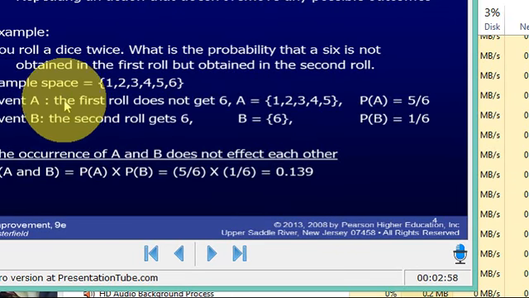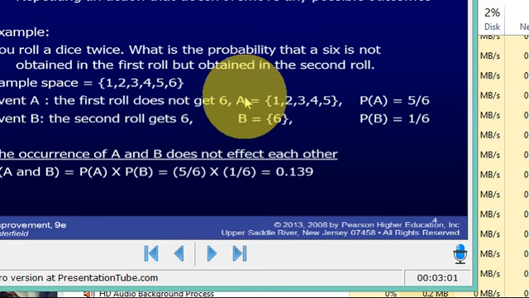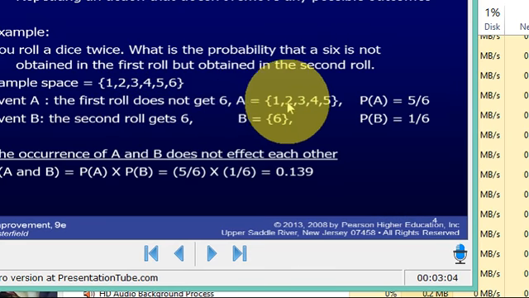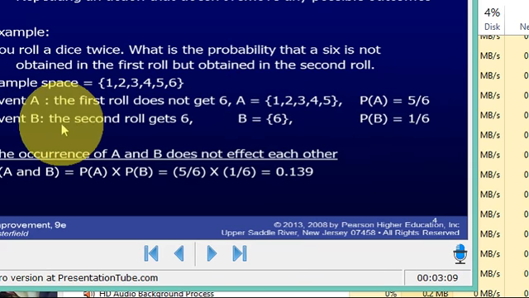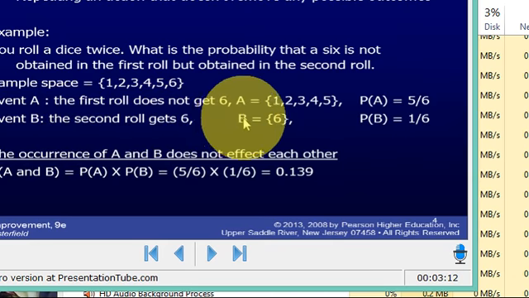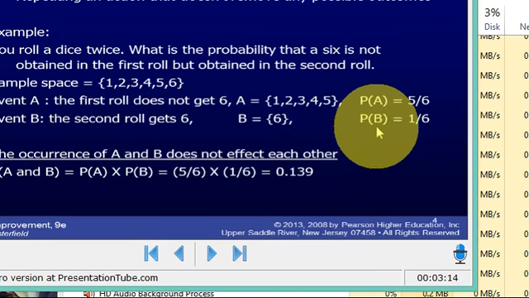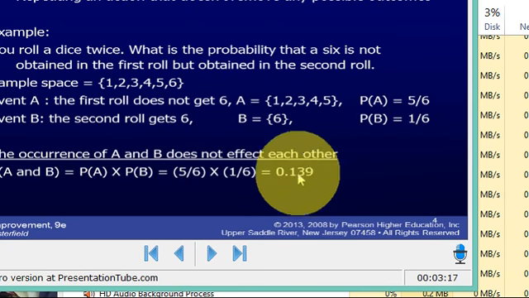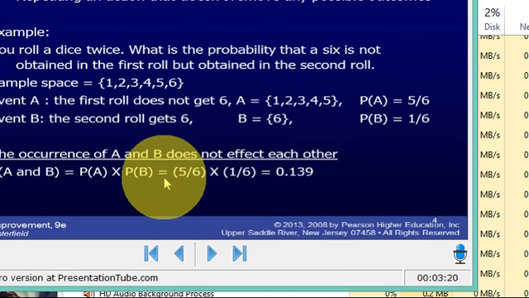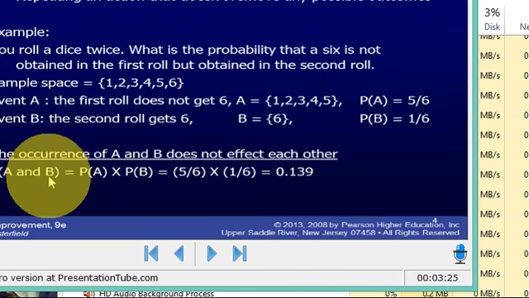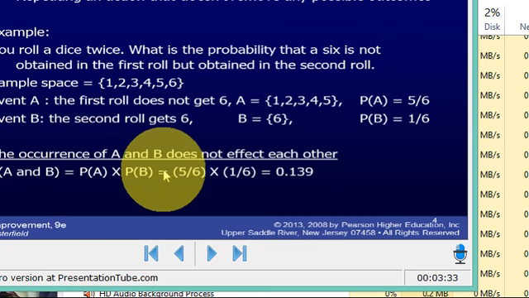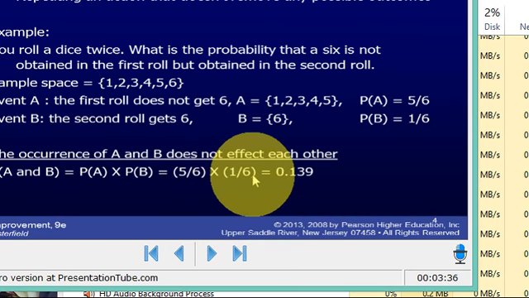For example, event A is that the first roll does not get a 6. So event A contains these 5 outcomes, and P(A) equals 5 over 6. Then event B is that the second roll gets a 6, so B contains only one outcome, 6, and therefore P(B) is 1 over 6. The occurrence of A and B does not affect each other, so the probability of both A and B occurring, meaning in your first roll you didn't get a 6 but in your second roll you get a 6, is 5 over 6 times 1 over 6.